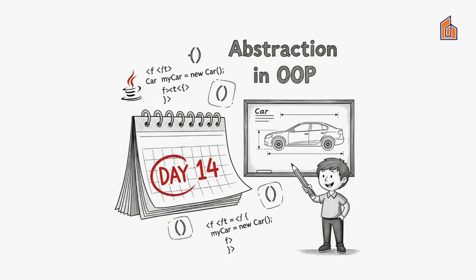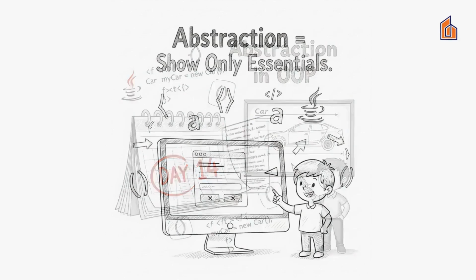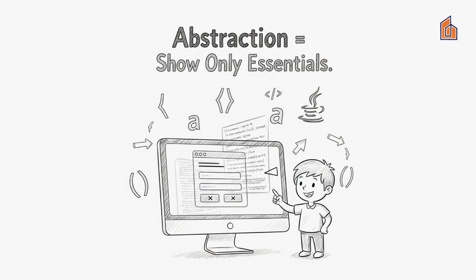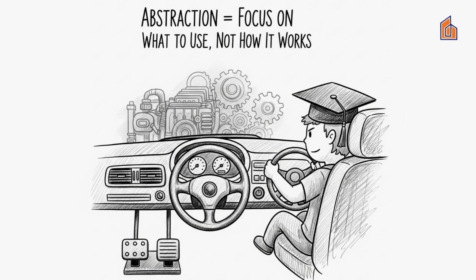Today, we will explore one of the most powerful concepts in object oriented programming, that is, abstraction. Abstraction simply means hiding the implementation details and showing only the essential features. Think of it like driving a car. You only use the steering, brakes, and accelerator, but you don't worry about how the engine is working inside.